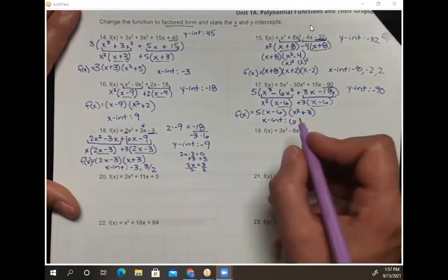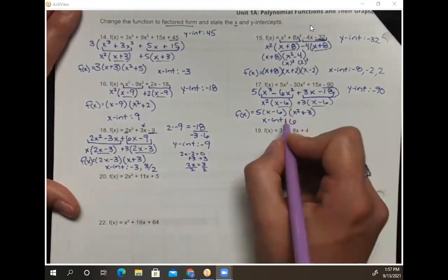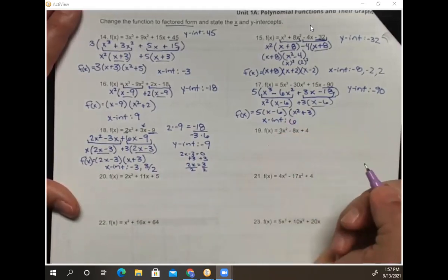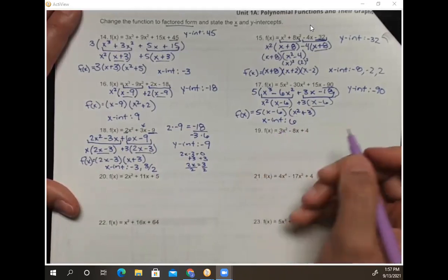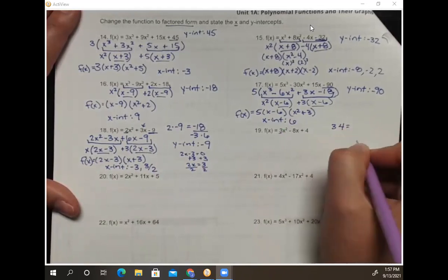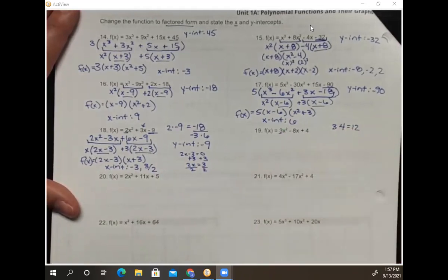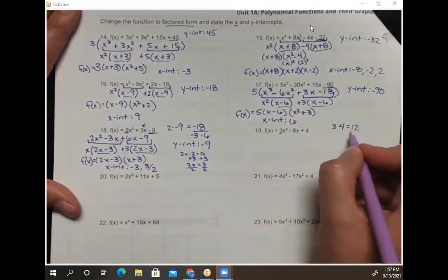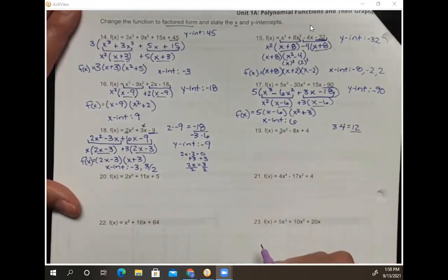For number 19, again, we're going to want to use the AC method since I have a lead coefficient that's not 1. No GCF to pull out at the start, so I'm going to multiply my A and C terms. That gives me 12. 3 times 4 is 12. And now I want factors of 12 that add to negative 8.